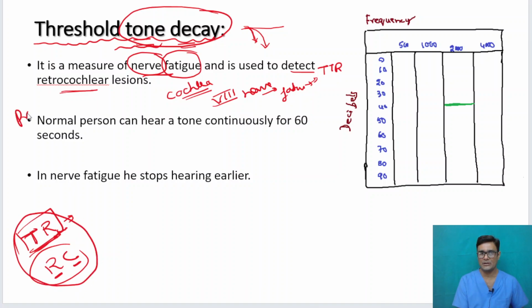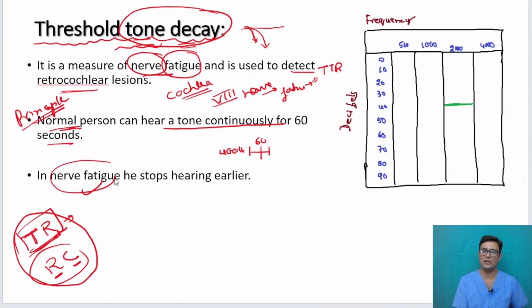What is the principle of the test? A normal person can hear a tone continuously for 60 seconds. If you give a tone, suppose 4000 hertz, to the ear, he can hear it for a complete period of 60 seconds. If he stops hearing it earlier, then we say that the patient has got nerve fatigue. Nerve fatigue means decay. Decay is seen in retrocochlear type of hearing loss, for example acoustic neuroma.